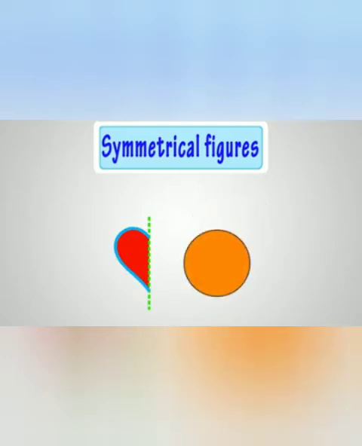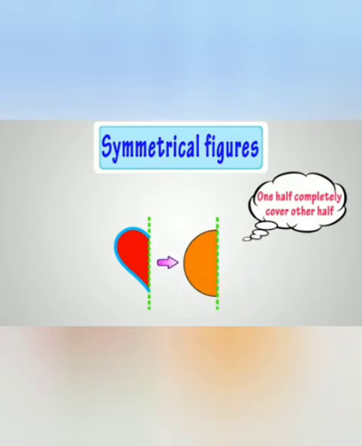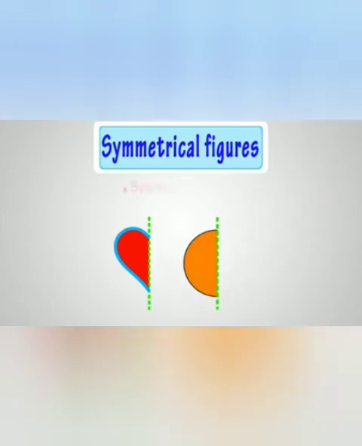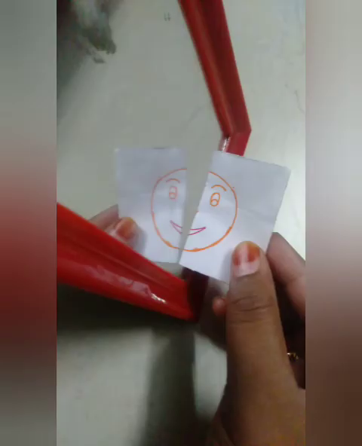Now this is a circle. I am going to divide the circle into two halves. The second half completely covers the first half. So it is a symmetrical shape. The line which divides the shape into two equal parts is known as line of symmetry.